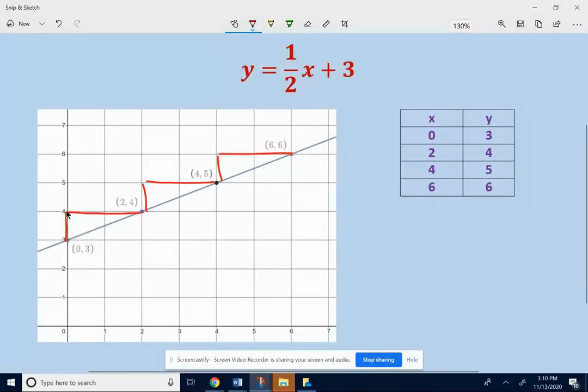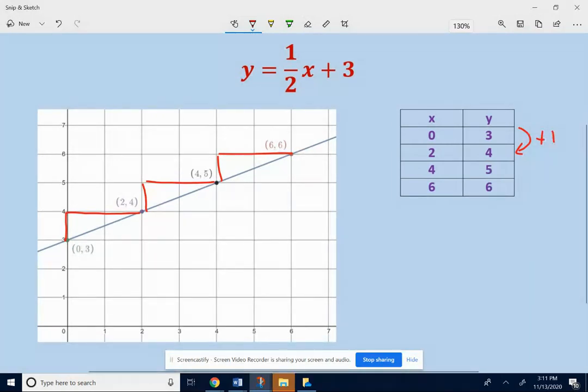Notice when we went up 1 over 2, look at our y-coordinates for a minute. We went from this 3 to 4. We went up 1 in our y-coordinates. We went from 3 to 4. And look over here. That rise of 1 is really going from 3 to 4 in our y-coordinates.